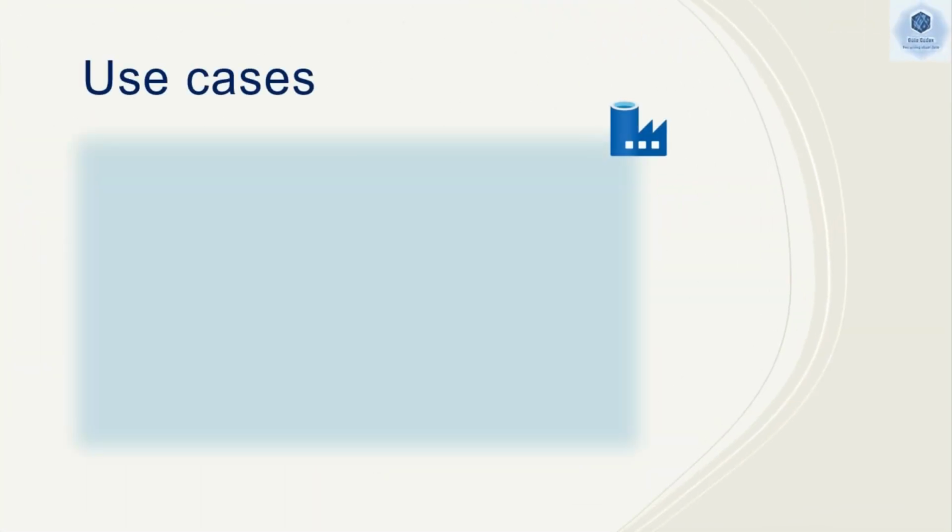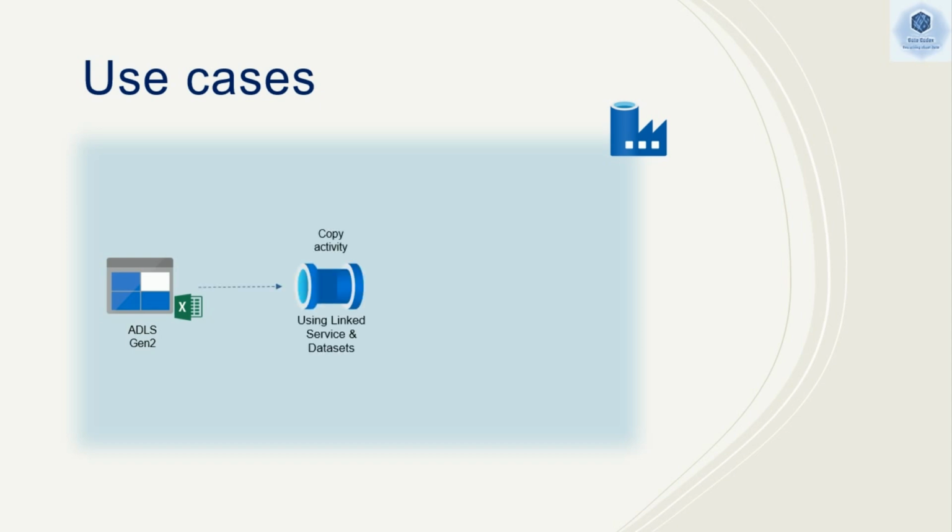Today we are going to see a use case where we move an Excel file from Azure Data Lake Gen2 through the copy activity in data pipelines. We can perform the copy action with the help of an integration runtime, linked service and dataset. We are going to move the Excel file to the blob storage with the help of access key authentication.